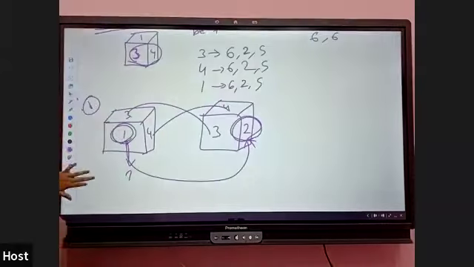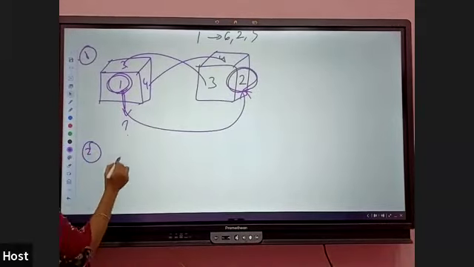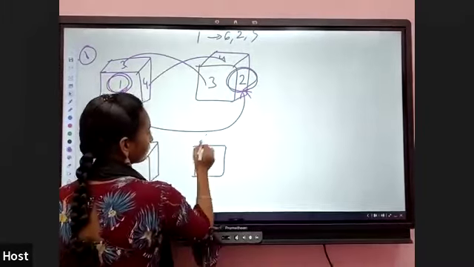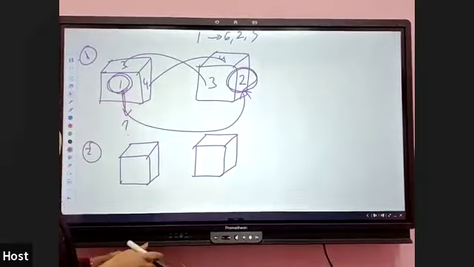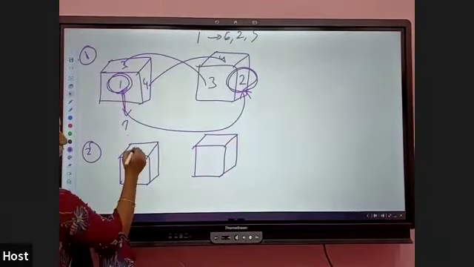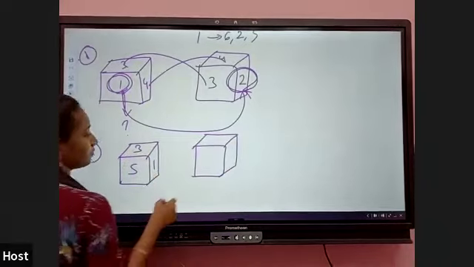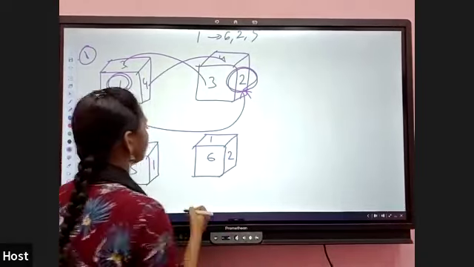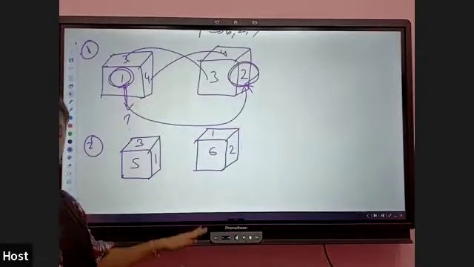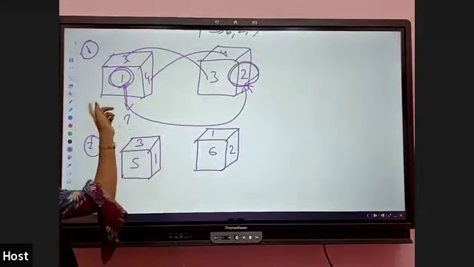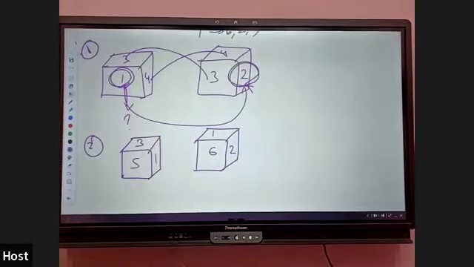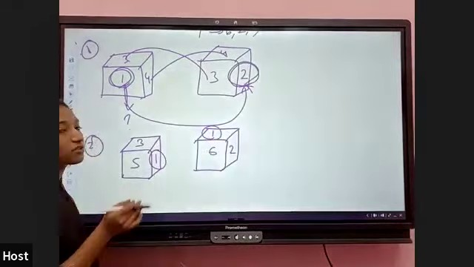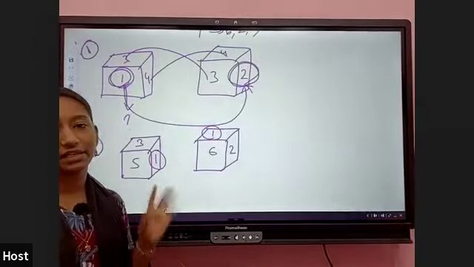Another question we will do. So in this type of questions, there are 2-3 models. Okay. So in this dice, we observed that 2 numbers are similar in both the dice. So in the second question, only 1 number is common. So here 1 is common. You should find the opposite letters for the remaining numbers.